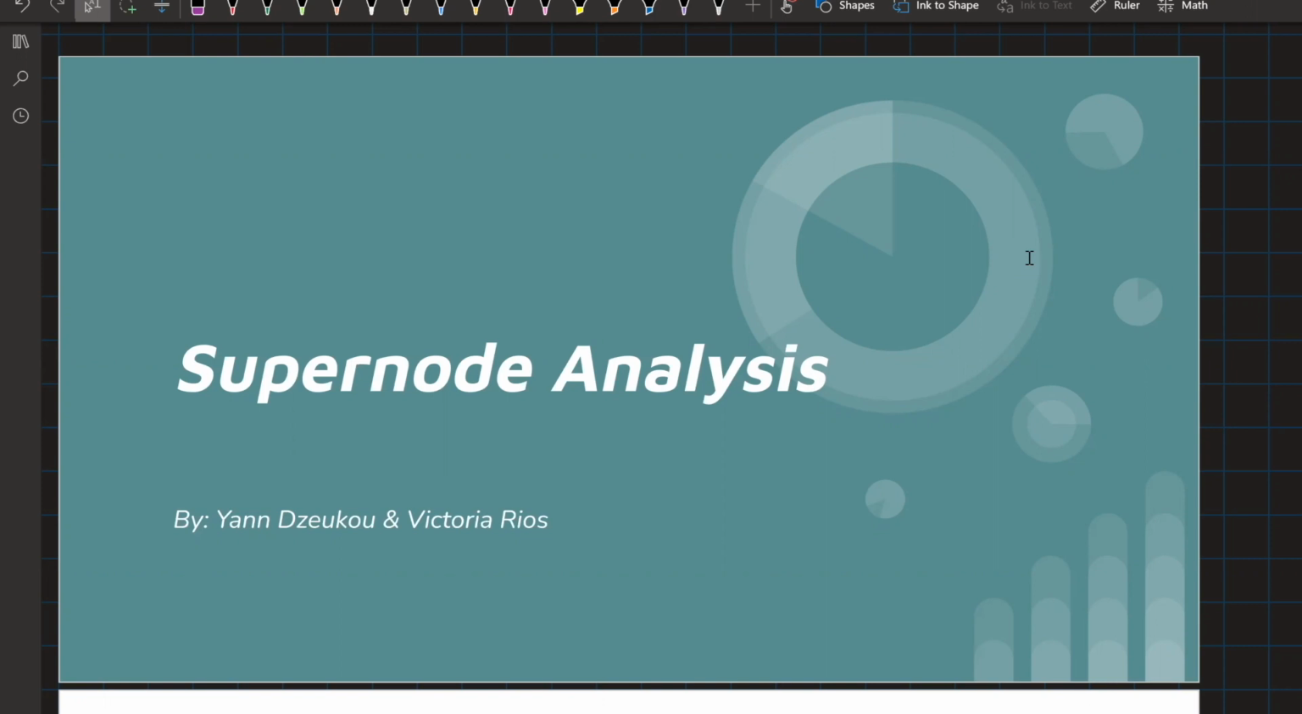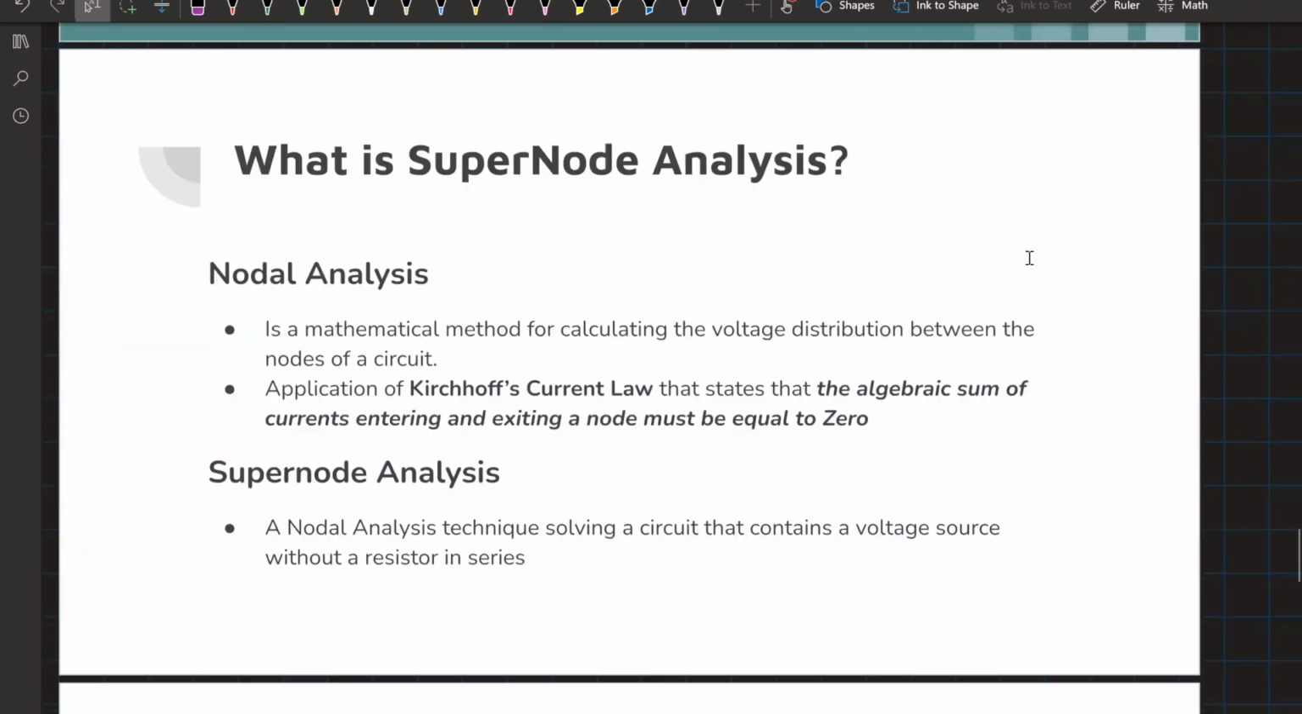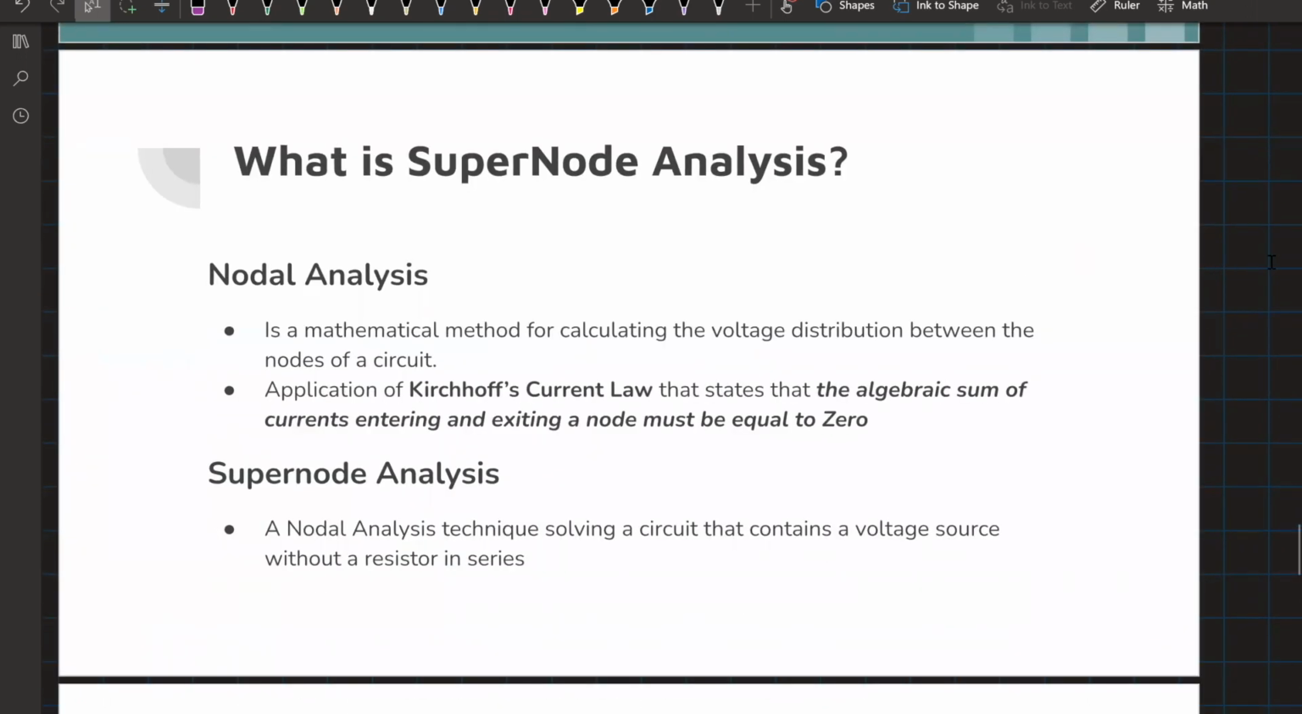Today we are going to be going over supernode analysis. To understand supernode analysis, we must first understand what nodal analysis is. Nodal analysis is a mathematical method for calculating the voltage distribution between the nodes of a circuit. This is a direct application of Kirchhoff's current law, which states that the algebraic sum of currents entering and exiting a node must be equal to zero.